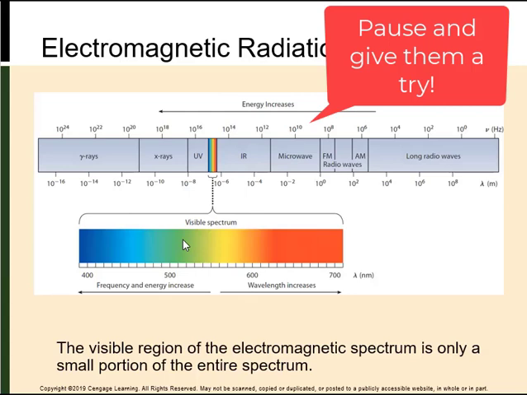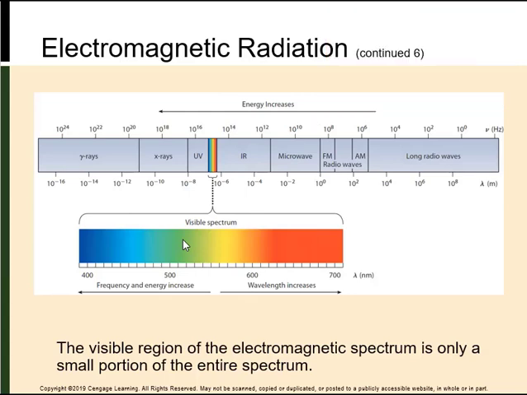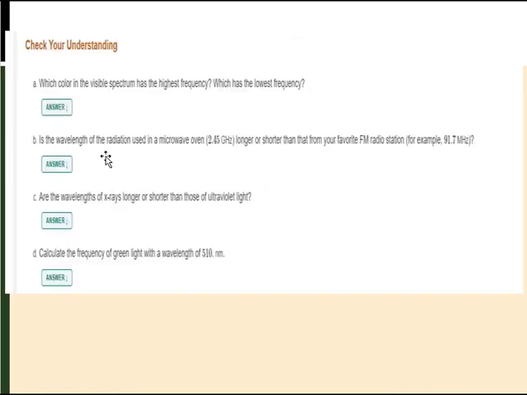For that first question, which color in the visible spectrum has the highest frequency? Our highest frequency, where the energy increases, would be violet. And the lowest frequency will be red. The second question: the wavelength of the radiation used in a microwave oven is shorter than that of FM radio. Letter C, are the wavelengths of X-rays longer or shorter than UV light? They are also shorter.